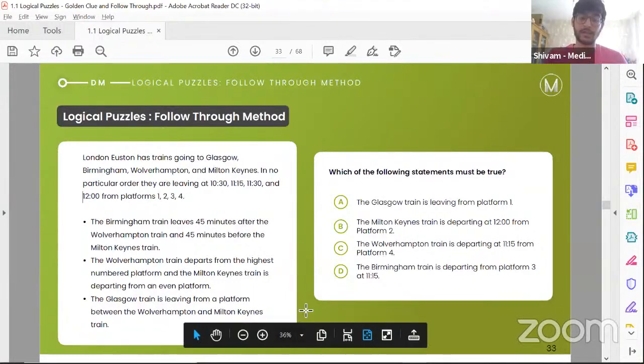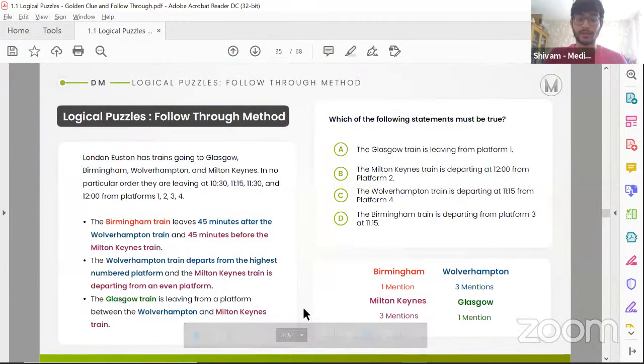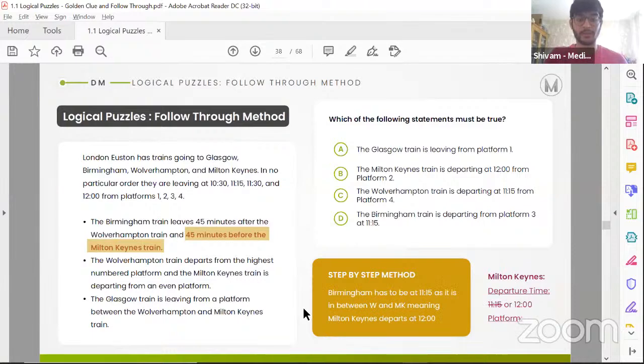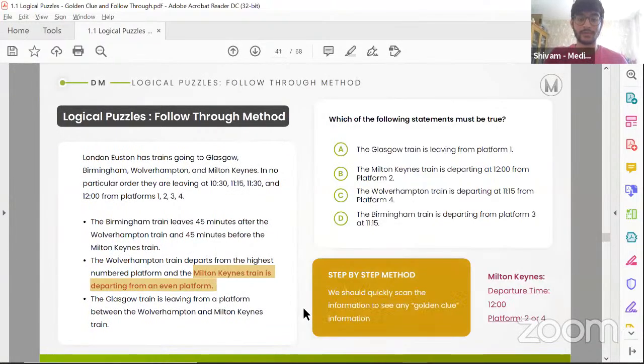Brilliant. So let's move on to one final question here, Mohor. This is the last question that we're going to go through in terms of, again, we've kind of talked through all of this, haven't we?